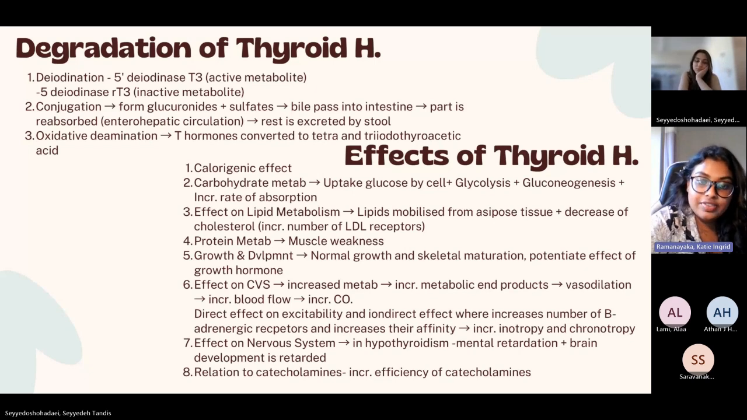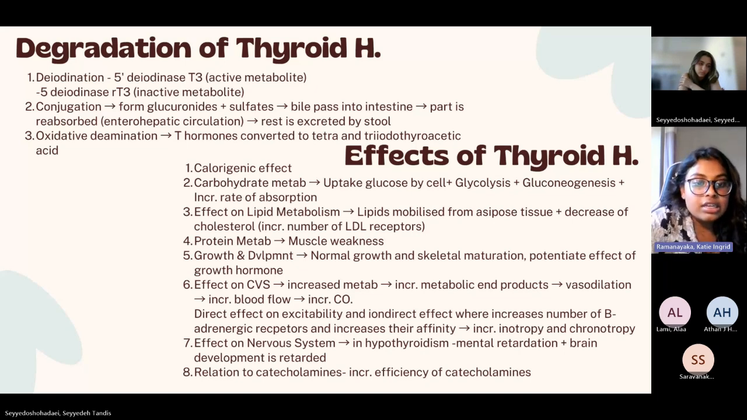It has an effect on the CVS, the cardiovascular system, where because of the increased metabolism with the calorigenic effect, there are a lot of metabolic end products. These metabolic end products cause normal vessels to undergo vasodilation. And this increases blood flow and overall increases cardiac output. So it's seen to have a permissive effect on catecholamines. And you have a direct effect on excitability and on beta adrenergic receptors, where it increases both inotropy and chronotropy in the heart.